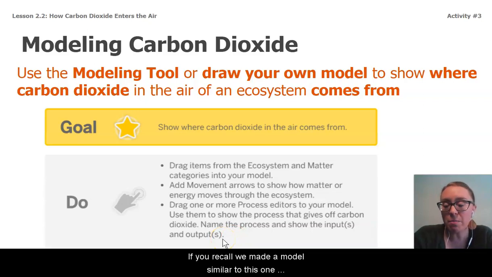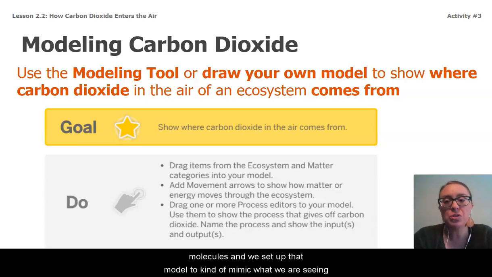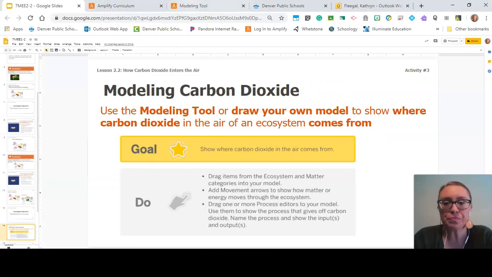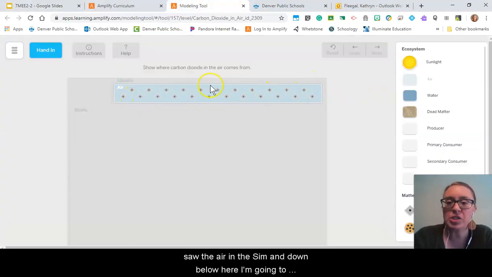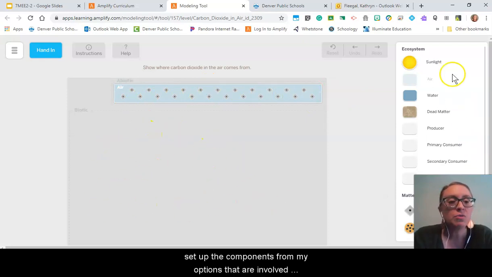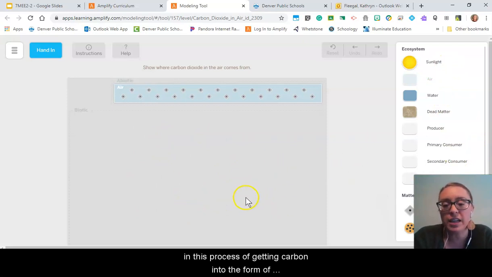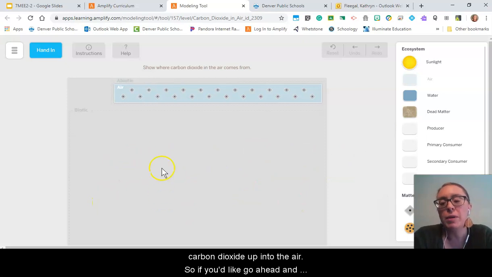If you recall, we made a model similar to this one, showing how photosynthesis creates energy storage molecules. And we set up that model to kind of mimic what we're seeing in the sim. So if I go to my modeling tool, I have the air up here, like we saw the air in the sim. And down below here, I'm gonna set up the components from my options that are involved in this process of getting carbon into the form of carbon dioxide up into the air.